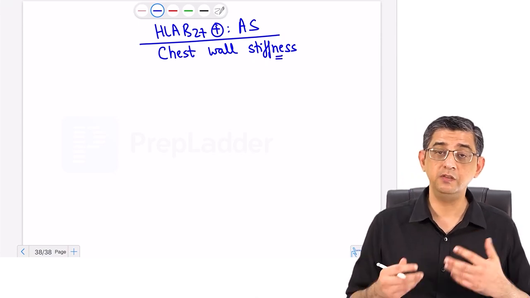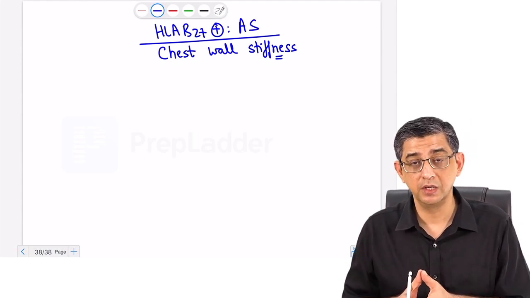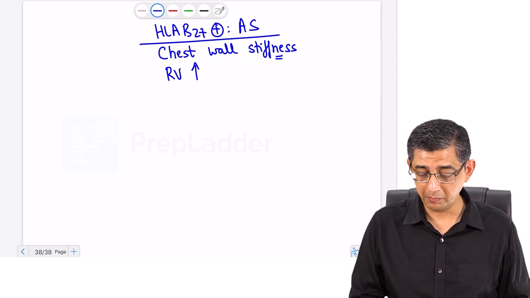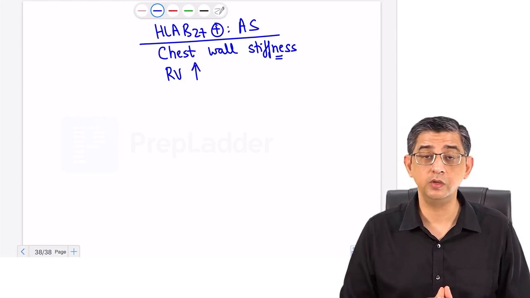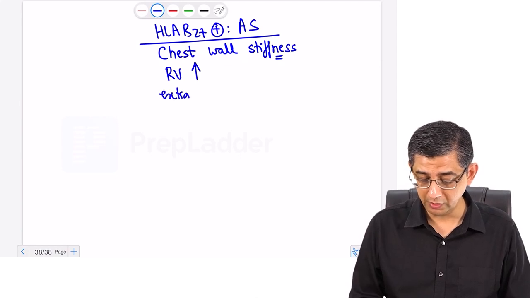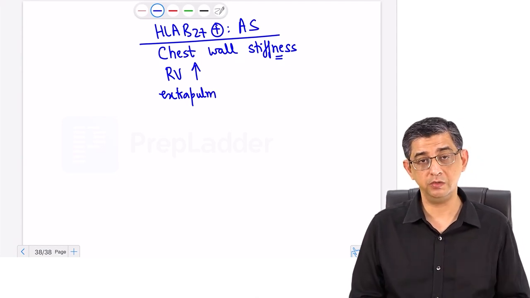As a result of it, he will be able to breathe out less, and if he breathes less air out of his lungs, then the air remaining behind, that is residual volume, will increase. So I want you to remember that in ankylosing spondylitis, residual volume is increased. Well, what is the importance? In the MCQs, he will write the word extrapulmonary because the problem is not in the lungs per se, it is the chest wall that is involved.